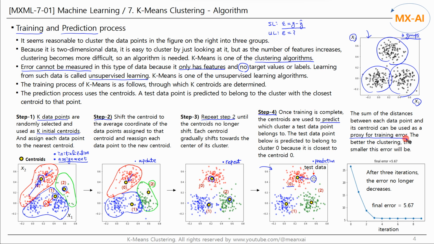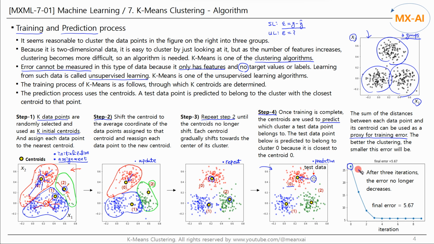In this figure, we calculate the distances between all red data points and centroid 0, and we calculate the distances between all blue data points and centroid 1. And calculate the distances between all green data points and centroid 2. The sum of the squares of these distances can be defined as the error for K-means. In the initial state, the clustering is not good, so the error increases like this.